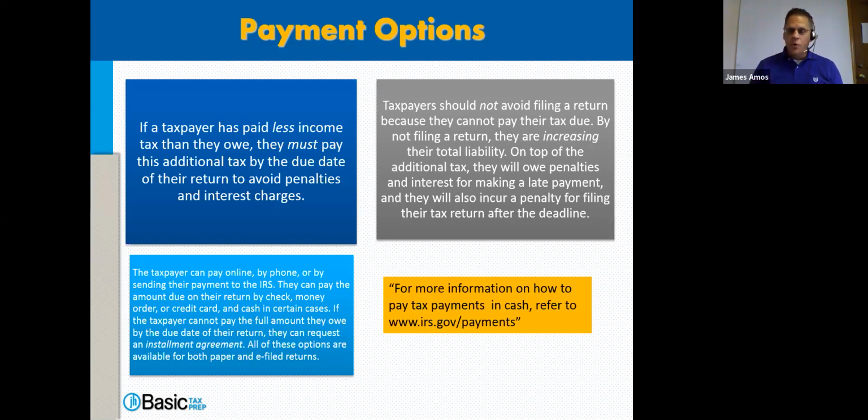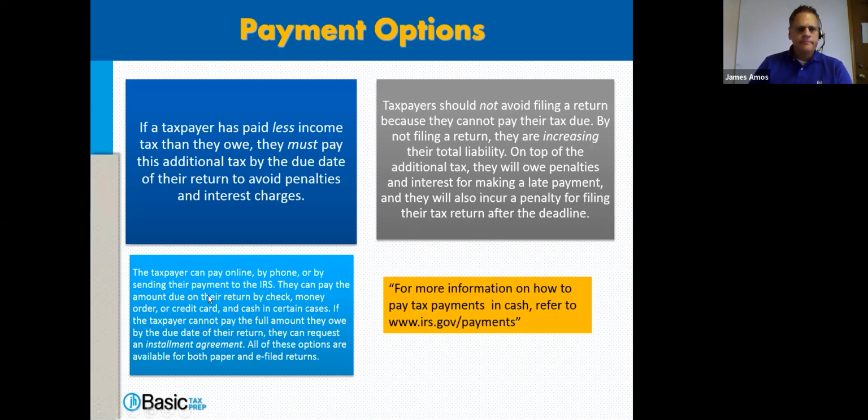If they try avoiding filing their tax return because they can't afford to pay the taxes on it, that is actually going to hurt them and make it harder. The best thing to do is file that tax return, own up to what you owe, and then work with the IRS to set up a payment plan. And we'll talk about that a little later. Okay. So on time, because what will happen is if you don't, on top of owing the additional tax, they're going to owe penalties and even more interest for the late payment.